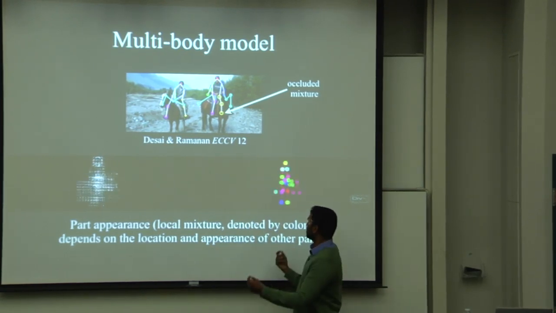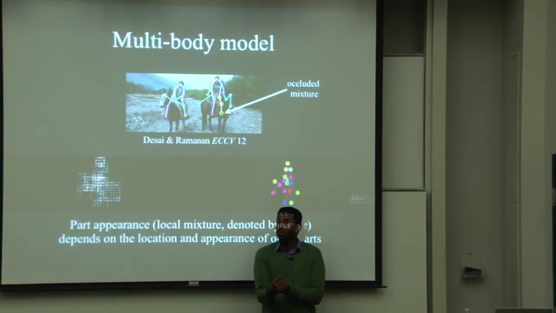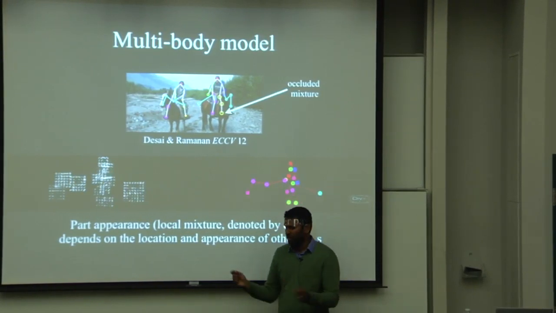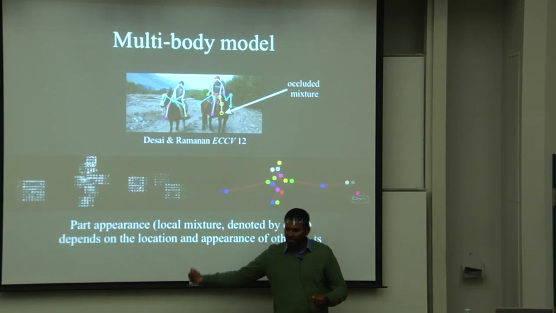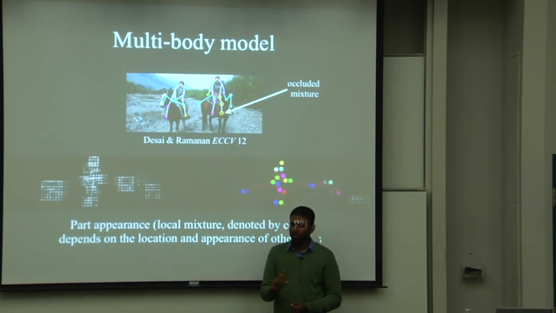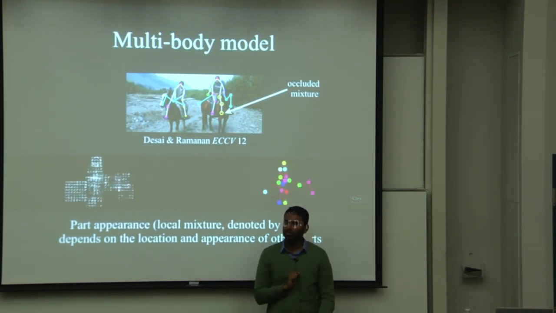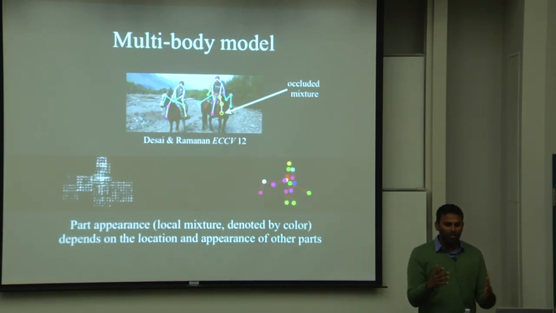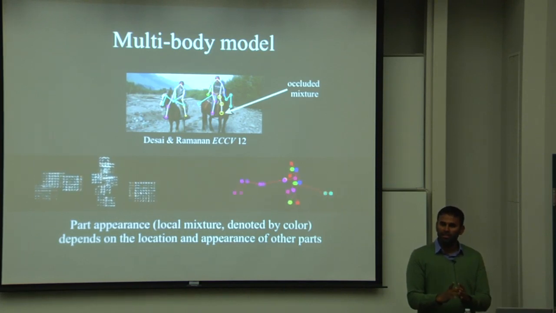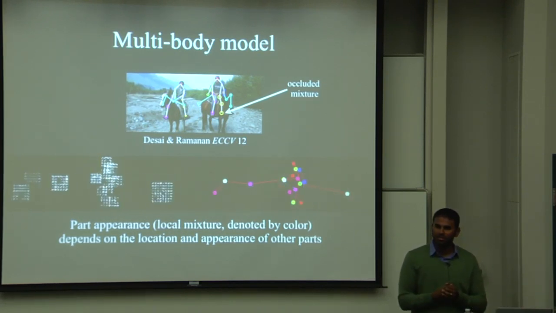And so what you see is when things tend to occlude each other, a color will change. Because now we have springs that depend upon the position of things, when I move things to a different location, the spring switches and triggers a different local mixture. So this allows us to at least try to reason about local changes in appearance that are induced by global geometry.